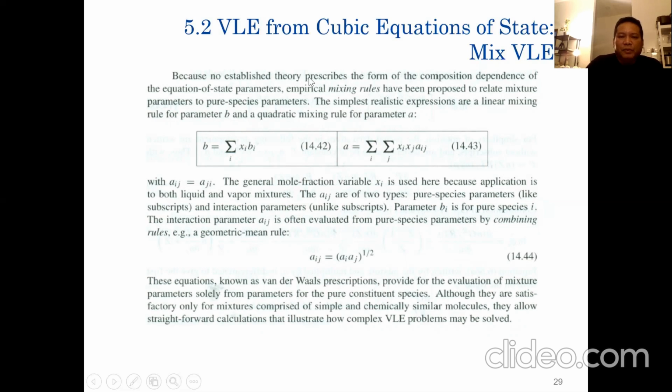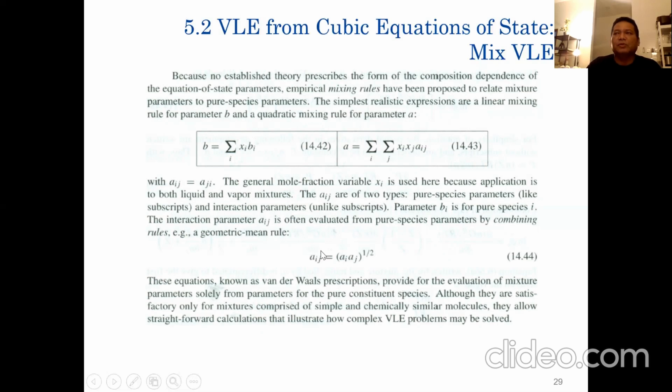For the mixing rules, there are no established theories, so what we can do is assume quadratic mixing rules. For parameter b, we can use this x1 b1 and so on, and then this should be the same, and then a can be formed into a geometric mean rule.